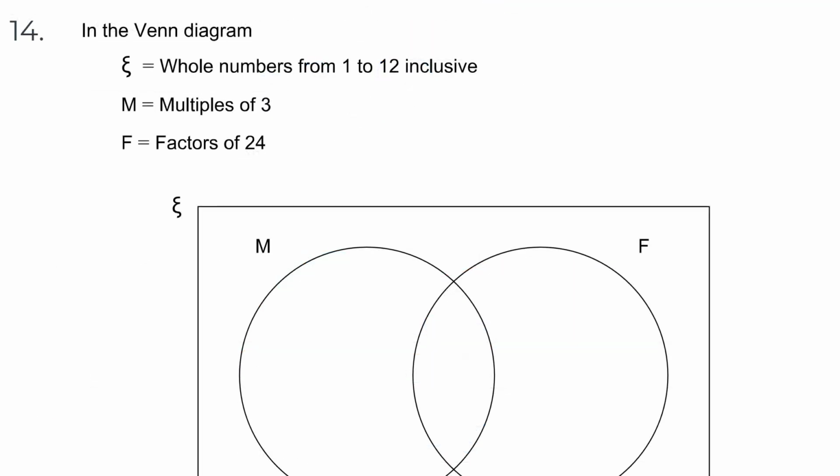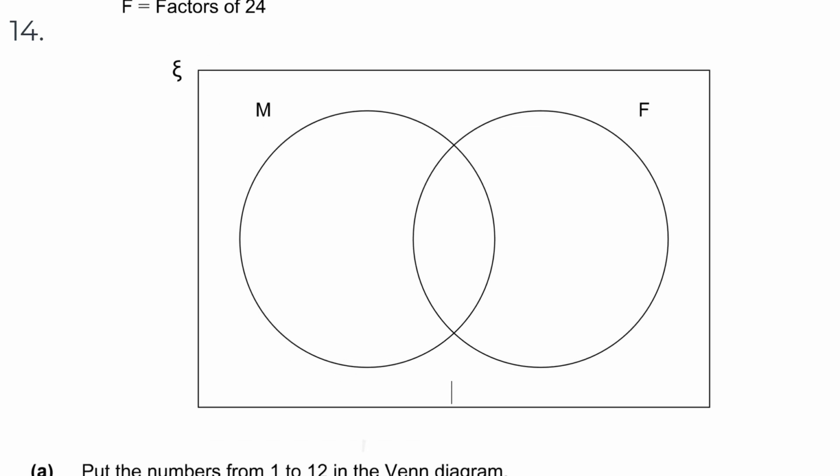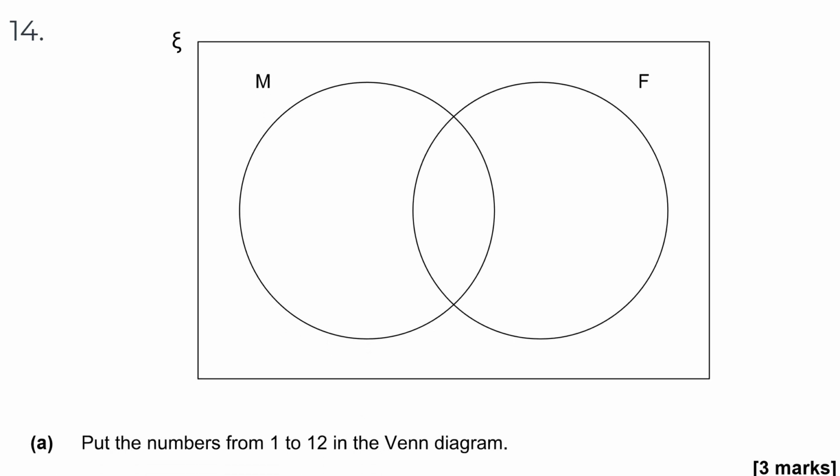In the Venn diagram, that funny squiggly E thing stands for the universal set. It says it's the whole numbers from 1 to 12 inclusive. So that's all the numbers that belong inside the Venn diagram. M contains multiples of 3 and F contains factors of 12. Okay, so we need to then decide where all those elements need to be put into the Venn diagram.